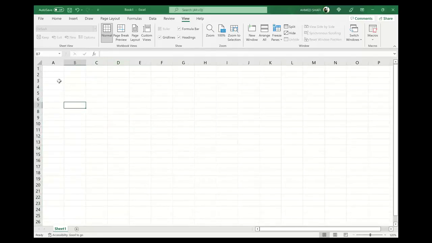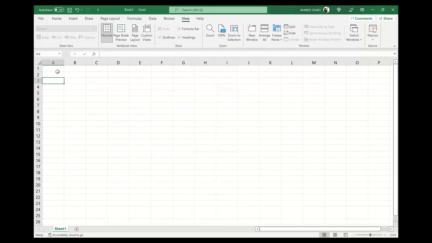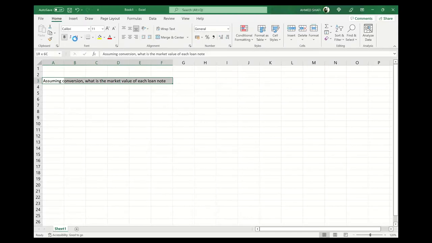Okay, now the second requirement is: assuming conversion, what is the market value of each loan note?